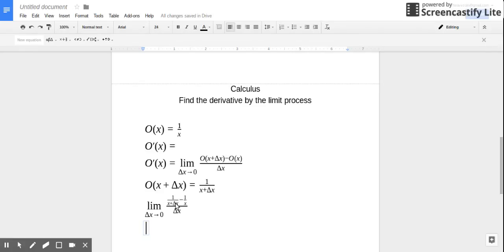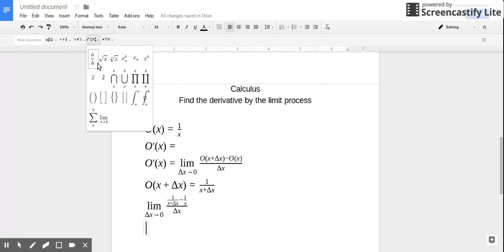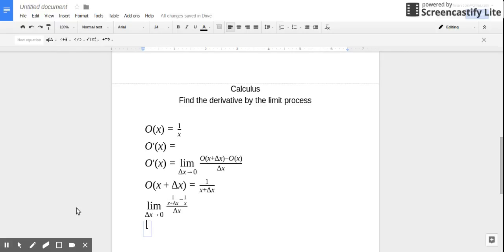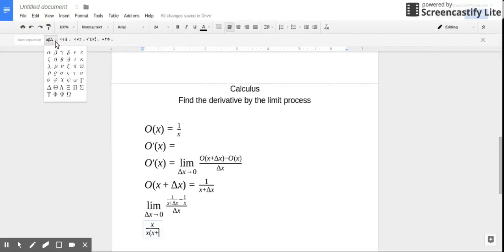Okay, so we need an x over x over here. So I'm going to put an x in the numerator, and then of course we're going to be putting an x down here in the denominator on top of what's written in the denominator, and that's x plus this delta x.